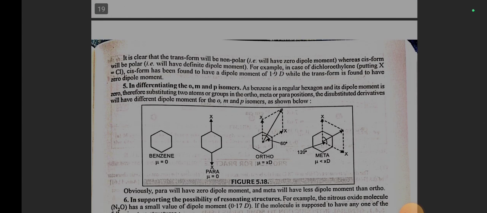In differentiating the cis and trans isomers, the cis and trans isomers are represented as given below. It is clear that all the trans forms will be non-polar, whereas cis forms will be polar. For example, in the case of dichloroethene, the cis form has been found to have a dipole moment of 1.9 D, while the trans form is found to have 0 dipole moment.